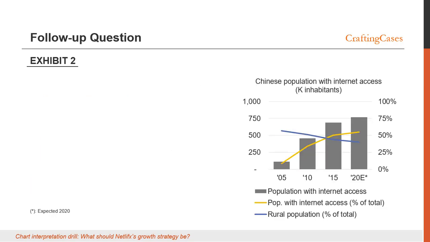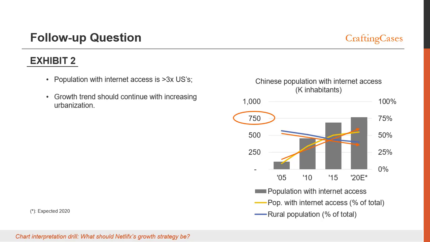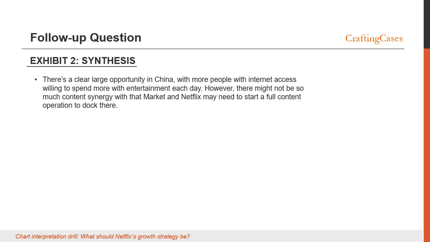And in the next chart, we can see that the population with internet access in China is at least 3 times larger than the American. And the growth trend should continue with increasing urbanization. So it seems like the population is getting urban and internet access is increasing as a percentage. And also with population expansion, this trend of growth should continue. So my take from this is there's a clear large opportunity in China with more people with internet access willing to spend more on entertainment each day.